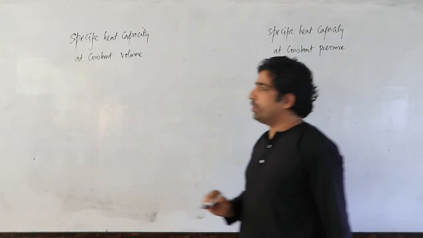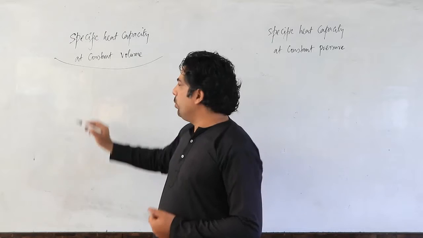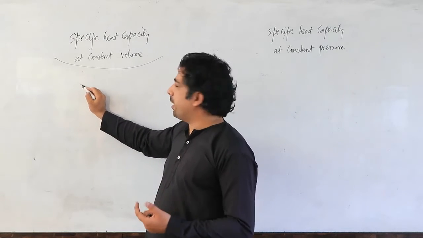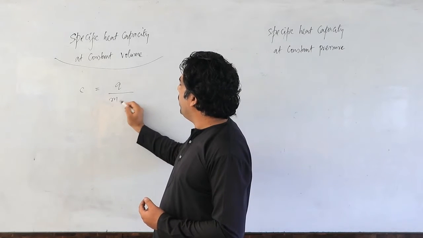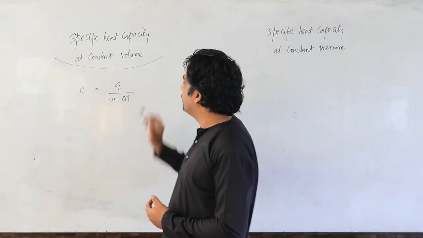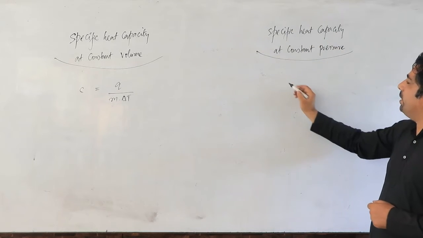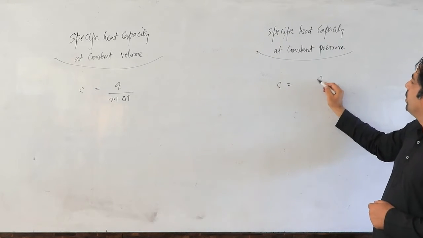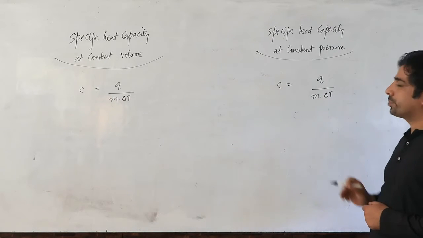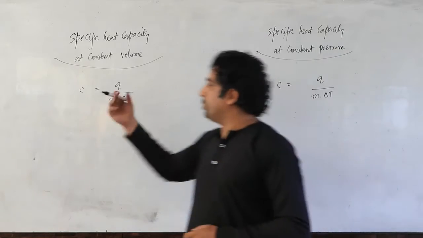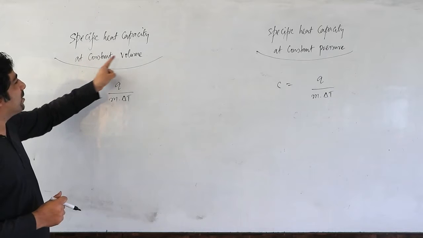We know the expression for the specific heat capacity at constant volume. We know already the expression for the specific heat capacity, that is small c is equal to Q upon m into delta T. So my dear friends, these are our expressions. But here I am talking about the specific heat capacity at constant volume.